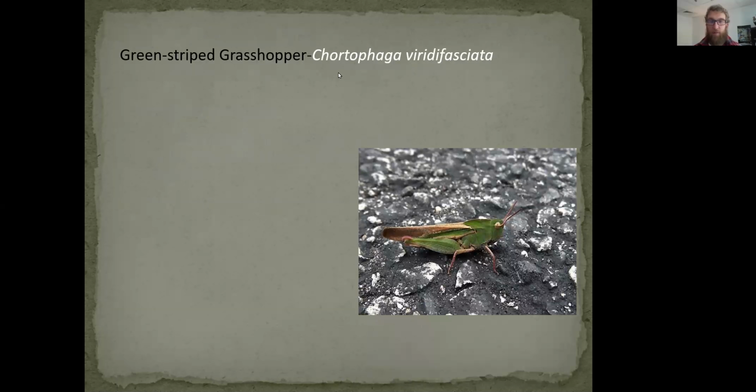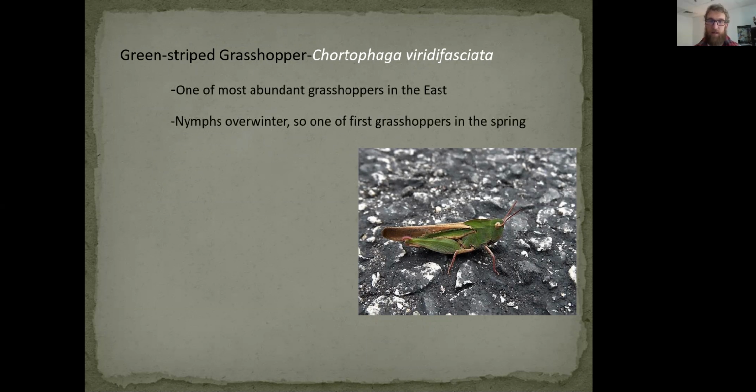Green striped grasshopper was one of the observations, and not surprising, it's one of the most abundant in the east. And the nymphs actually overwinter, so they're burying themselves down a little bit all winter, and then they emerge. And so no surprise that this was one of the early ones that somebody saw.